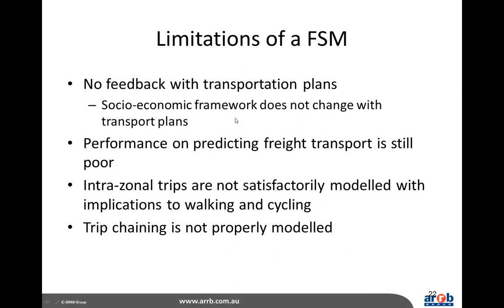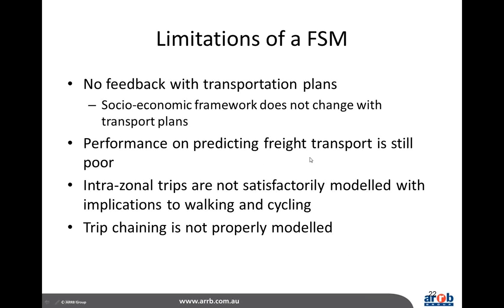You need to go to a more complicated model, which is an integrated land use and transport model, to be able to do that. So that's one limitation. But that doesn't really mean that there's no feedback. It's just that the feedback is implicit rather than explicit. So when we do the transport plans, we do allow for certain scenarios where population in that particular corridor will increase. That is done through expert judgment rather than through an explicit modeling approach, which is beyond the capacity of a four-step model.